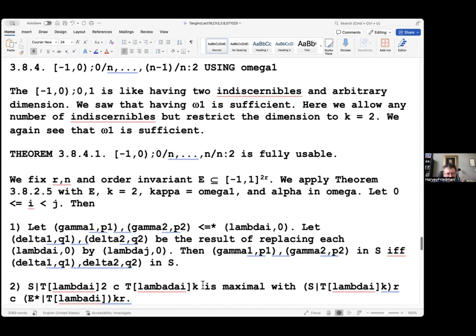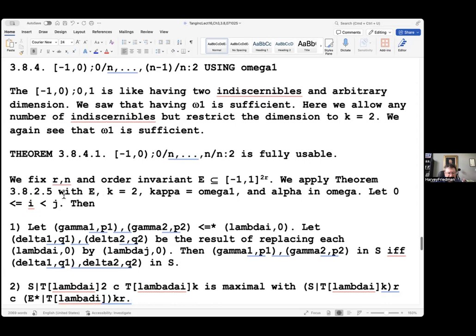So the minus 1, 0, 0, 1 is like having two indiscernibles in arbitrary dimension. We saw that having omega 1 is sufficient. Here we allow any number of indiscernibles, but restrict the dimension to k equals 2. And we again see that omega 1 is sufficient. So how do we do this?